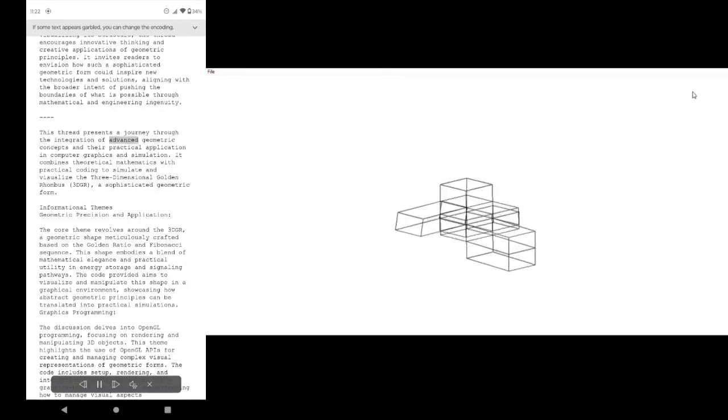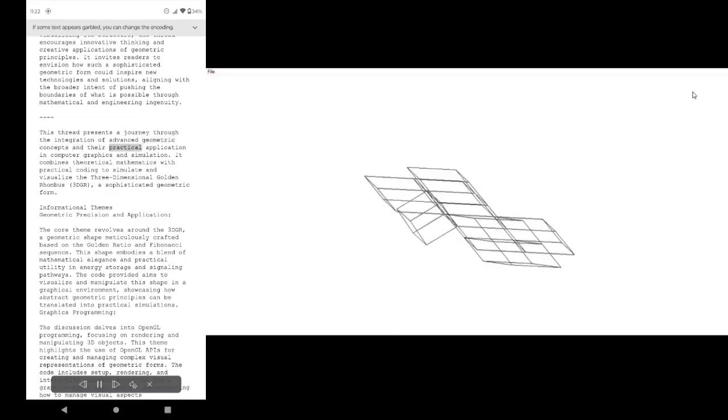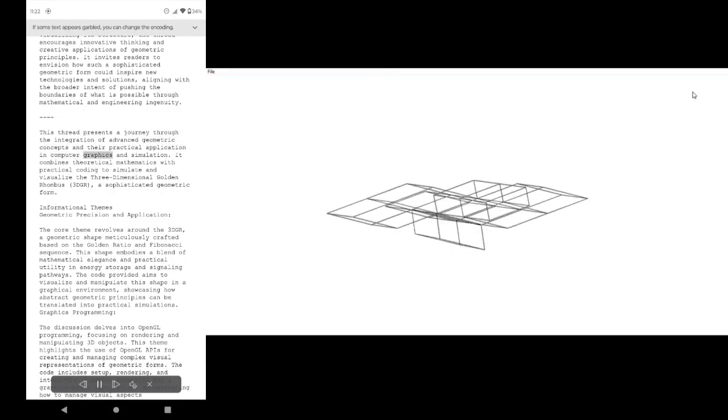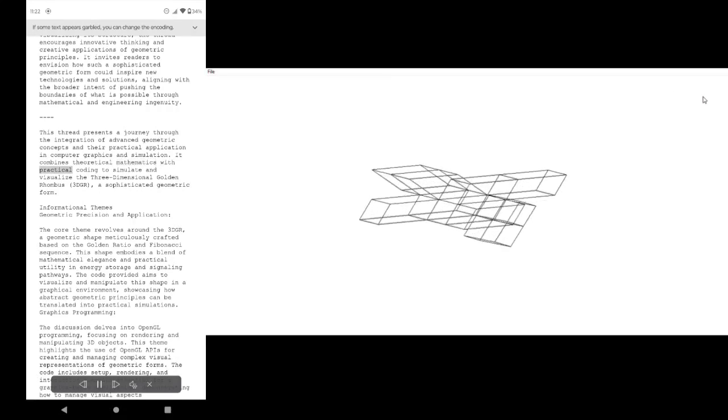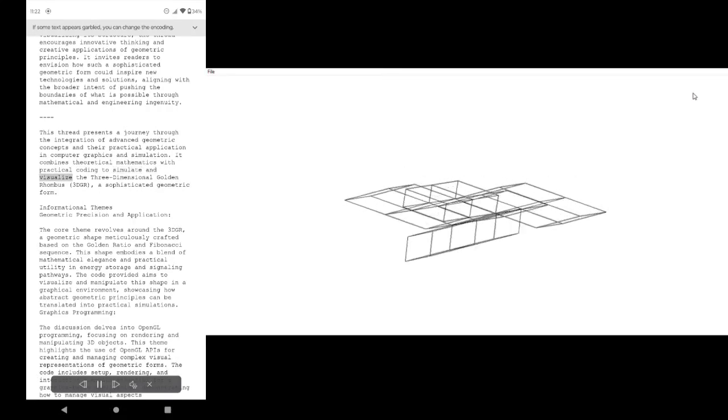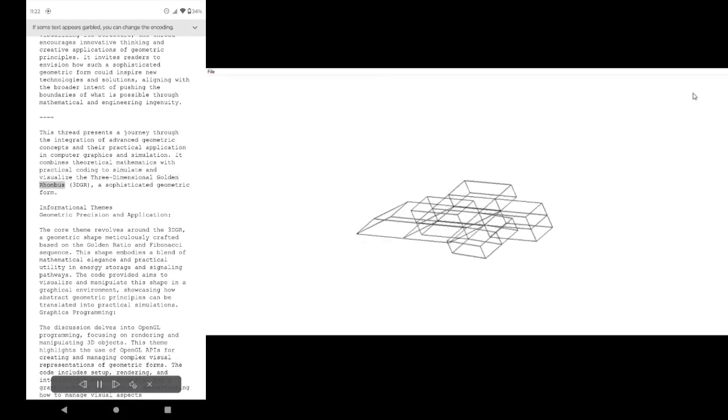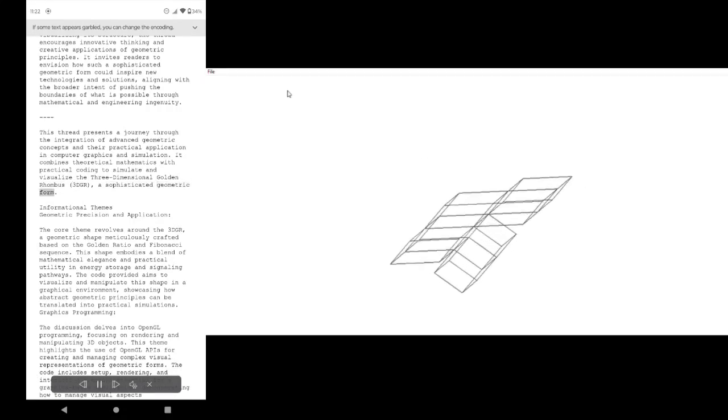This thread presents a journey through the integration of advanced geometric concepts and their practical application in computer graphics and simulation. It combines theoretical mathematics with practical coding to simulate and visualize the three-dimensional golden rhombus, 3D jar, a sophisticated geometric form. Informational themes. Geometric precision and application.